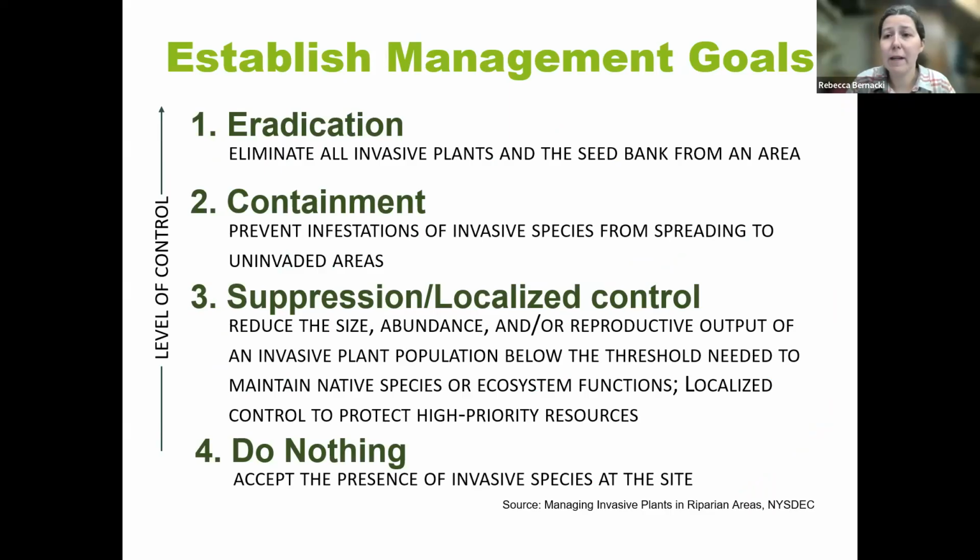Part of an IPM strategy is also establishing a management goal. Say I have a big patch of honeysuckle, which is an invasive shrub growing in my hedgerow. I have a lot of choices. I can choose to do nothing and just accept that it's there. Maybe that hedgerow comes out into a field where I'm growing something, and I don't want it expanding into my field. I could do some suppression or localized control, where I only manage it where it's invading my field, but let it continue to spread along the hedgerow.